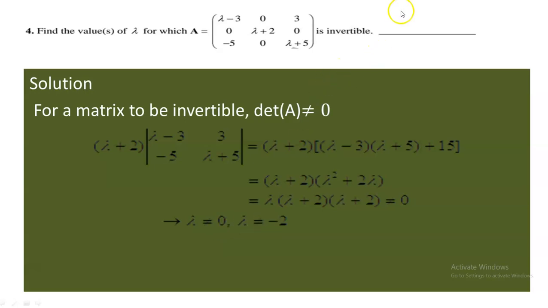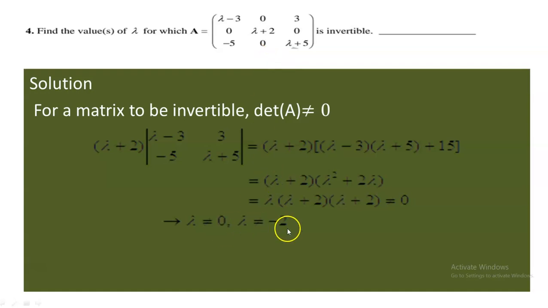So here you can put lambda different from 0 and lambda different from minus 2, just to say that any real number can be used except these two, or you may also write the set of all real numbers without the set containing these two, 0 and minus 2. I hope you have understood. So whatever lambda values you may use here in place of lambda in this matrix, except 0 and minus 2, this will be invertible, okay?